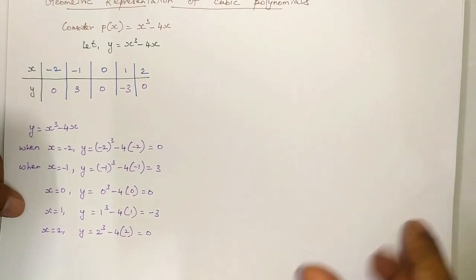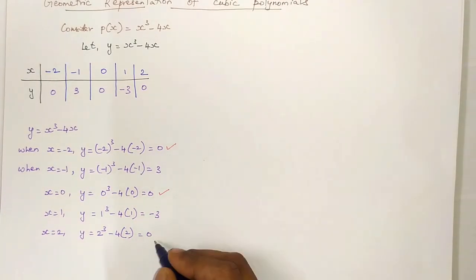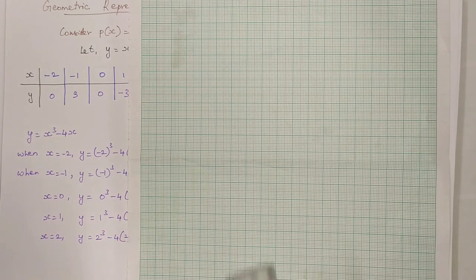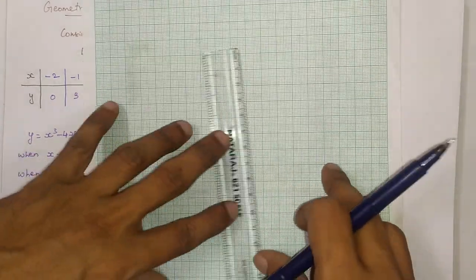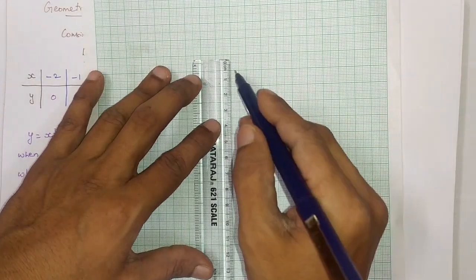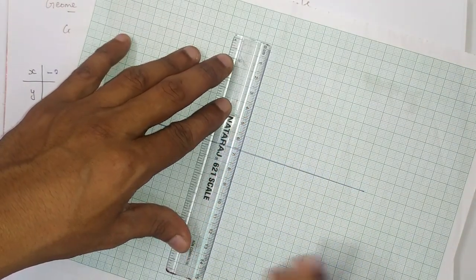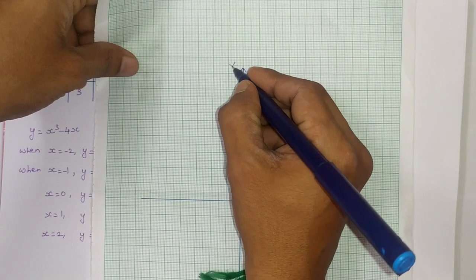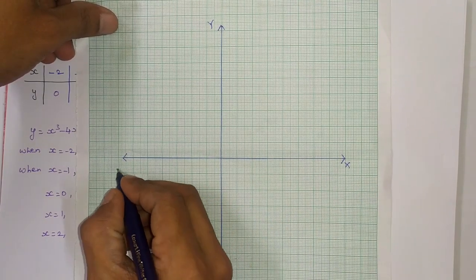So from this, what we can observe and understand is that these are going to be our zeros, because p of x is equal to 0 at those points. So let us try to plot the graph of y is equal to x cube minus 4x. So let this be our positive y axis, negative y, positive x and negative x.